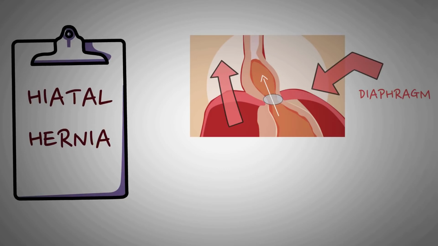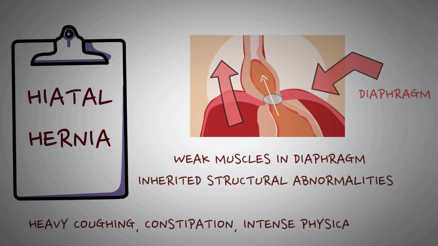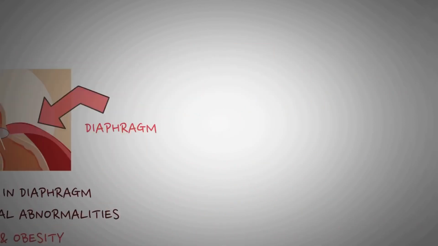Weak muscles in the diaphragm can allow the stomach to move freely into the hiatus, or inherited structural abnormalities in the diaphragm can cause a congenital hiatal hernia, which usually presents at birth. Other causes include excess pressure on the abdomen or muscle strain due to heavy coughing, constipation, or intense physical exertion. Pregnancy and obesity are also risk factors for hiatal hernia. So these were some of the causes of acid reflux disease.